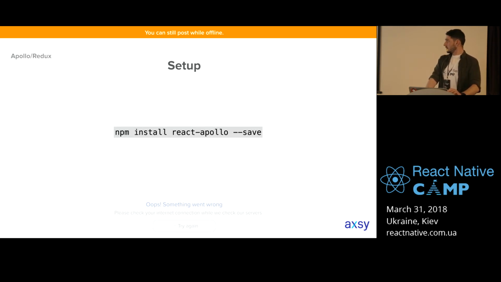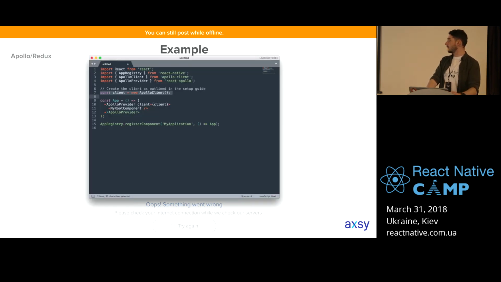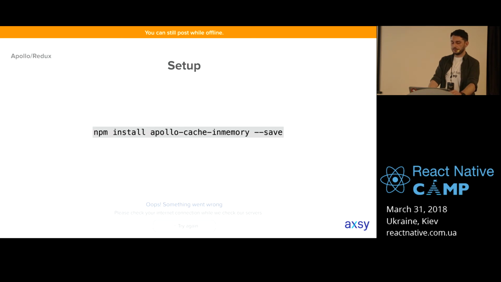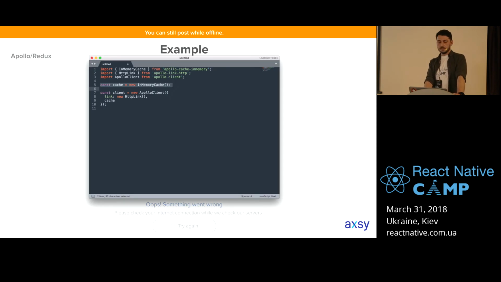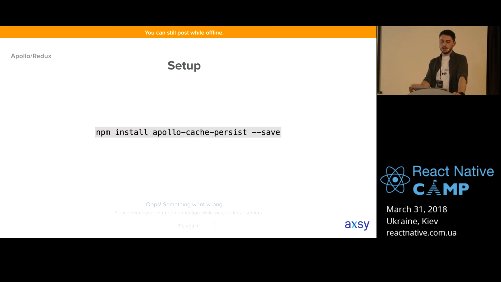Set up is a bit more complex. You're installing React Apollo, and then getting Apollo client, and wrapping your root component with Apollo provider. And then you need to install Apollo cache in memory. This will allow you to cache the data from your Realm client. The same thing here, installing it, requiring an in-memory cache, setting up with some HTTP link, and you're good to go.